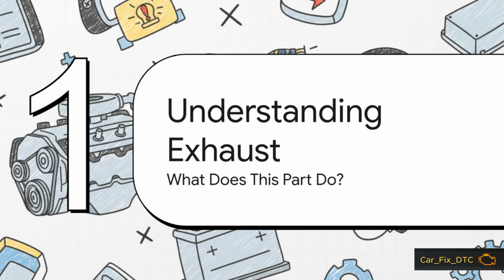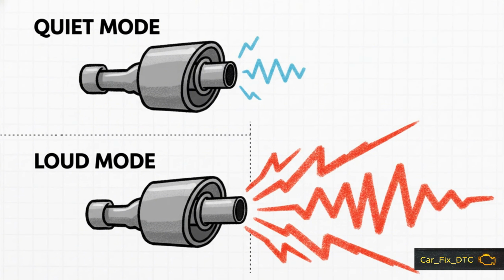Now, let's zoom in on the part at the center of this whole communication breakdown, the active exhaust valve. What is this thing, and what's its job in your car anyway? Its main job is actually pretty simple. It manages sound. See, the active exhaust system has these little valves that can open and close to control how loud the exhaust is. This lets the car be nice and quiet at low speeds to meet noise regulations, but still gives you that awesome, satisfying roar when you step on it.